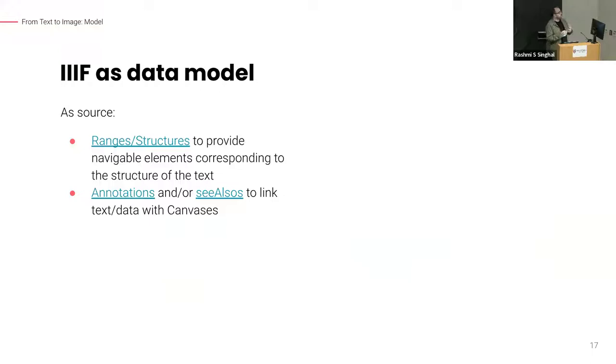And I think we can kind of split apart two things that we can do with IIIF, right? So one is IIIF as a data model, as a kind of carrier for information, right? And I'm not going to go into the technical detail about the IIIF side of this too much. I think a lot of this audience is familiar with it. These are key parts of the IIIF presentation API specification, but we can use ranges and structures to model the structure of these manuscripts, the intellectual structure of this document, to provide navigable elements that people can then use to go through this document and land at the right place. And we can use annotations and see also as two mechanisms to link together text and data with images via IIIF canvases, right? So IIIF here is a really good fit for that data modeling problem.